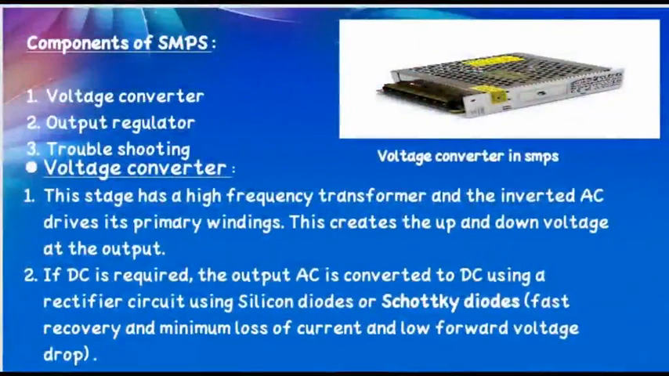Components of SMPS: voltage converter, output regulator, troubleshooting. Voltage converter. This has a high frequency transformer, and the inverter AC drives its primary windings. This creates the step up and step down voltage at the output. If DC is required, the output AC is converted to DC using a rectifier circuit using silicon diodes or Schottky diodes, for fast recovery, minimum loss of current, and low forward voltage drop.